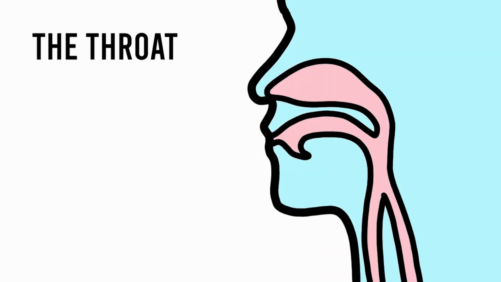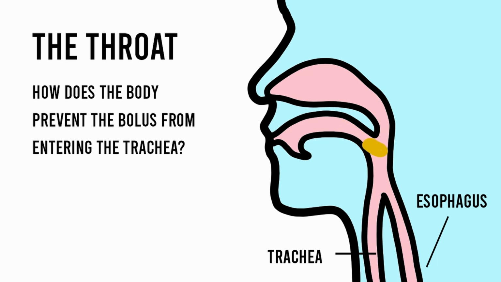Now this leads us to the throat. Interestingly enough, our throat has two pipes, one called the trachea, which leads down to our lungs, and another called the esophagus. Now, you may be asking yourself, how does our body prevent the bolus we consumed in our mouth from going straight down into our lungs? And that would be a good question.